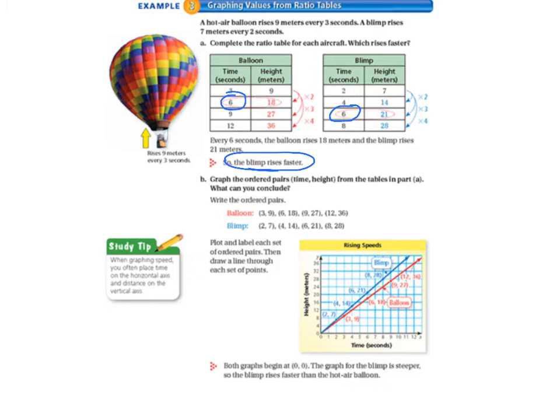Both graphs begin at 0, and the graph for the blimp is steeper, so the blimp rises faster than the hot air balloon.